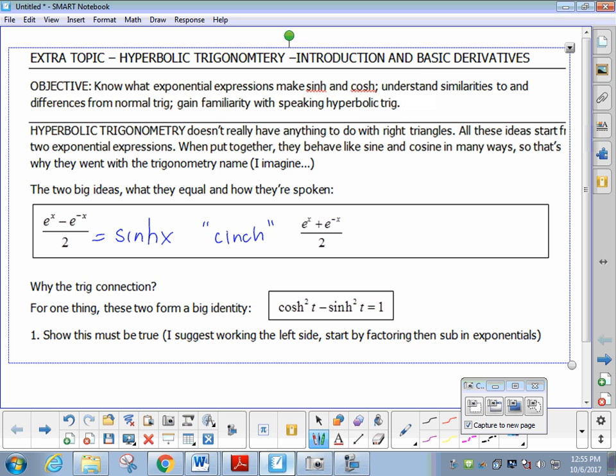e to the x plus e to the negative x over 2 is hyperbolic cosine, and that is cosh, not kosh, cosh. Okay?